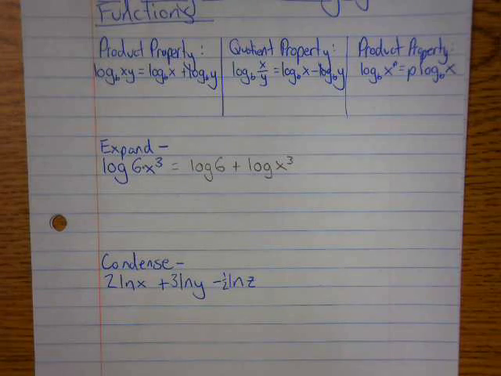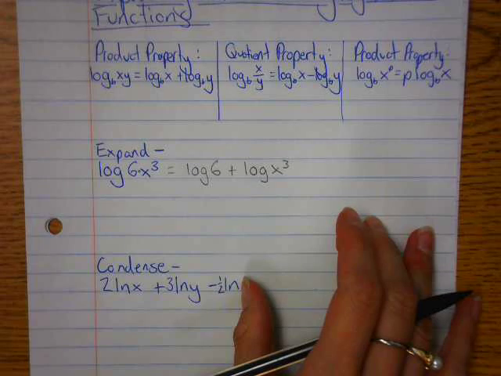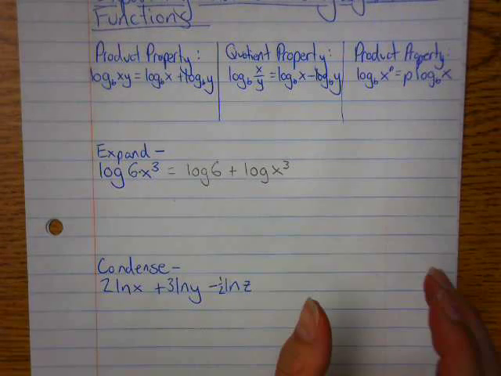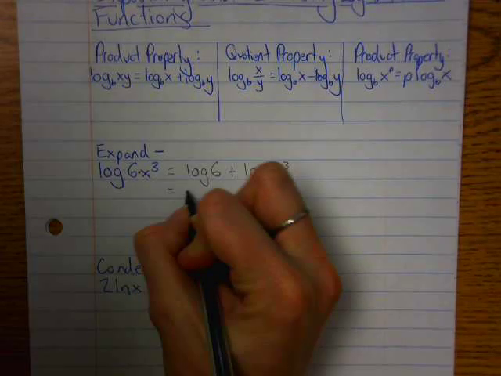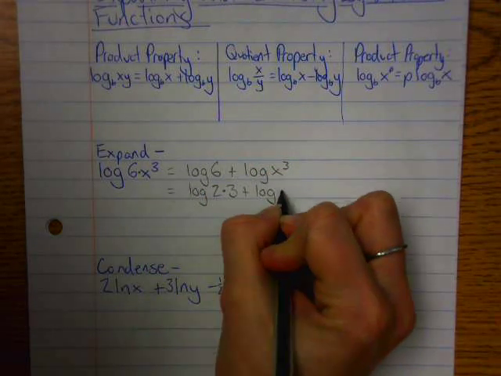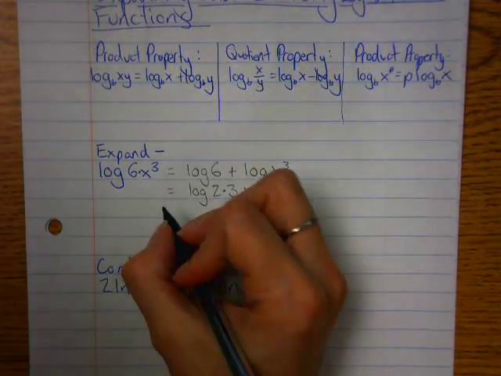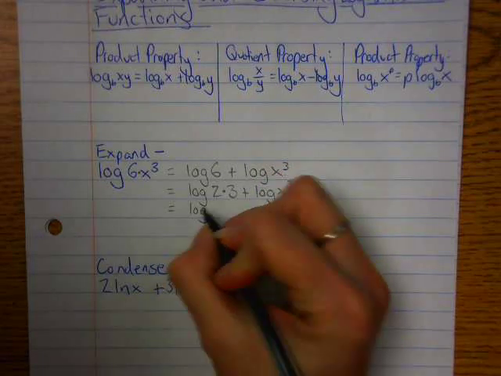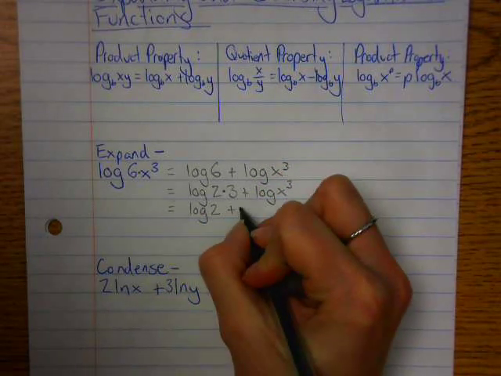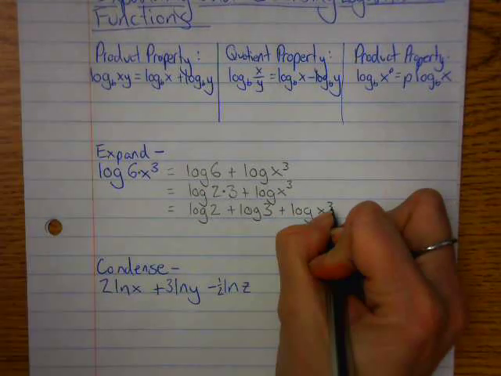Okay, so I've broken that up. I can actually keep going. If I look, there are a few more things that I can do. If I look at 6, one thing that I notice is that 6 definitely can be broken into some smaller factors. So I could break 6 into 2 times 3. And once I make it into multiplication like that, again, I can use the product property and separate this into two separate logs, log of 2 plus log of 3, plus I still have my log of x cubed.